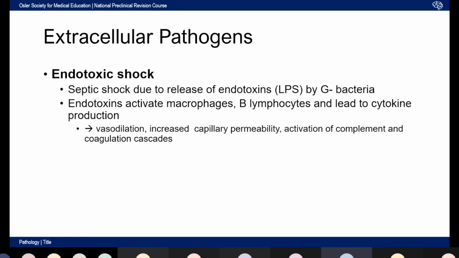Endotoxic shock is septic shock due to the release of endotoxins, so LPS, by the gram-negative bacteria. So LPS is released during reproduction and destruction of bacteria. And the endotoxins then activate macrophages, B lymphocytes, and also lead to cytokine production. And this can cause vasodilation, increased capillary permeability, and activation of the complement and coagulation cascade, so causing all the problems of shock, so the hypotension, and disseminated intravascular coagulation.